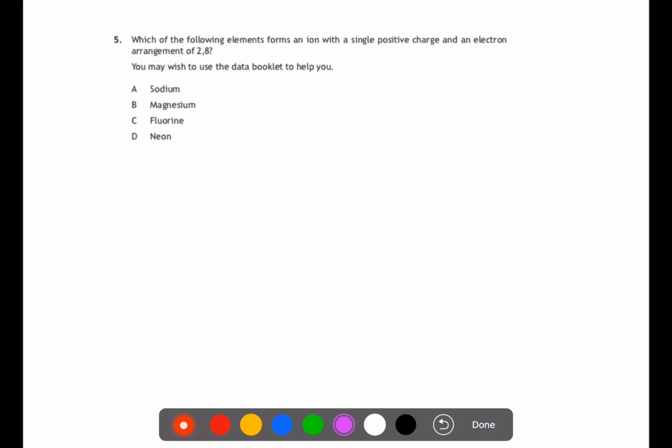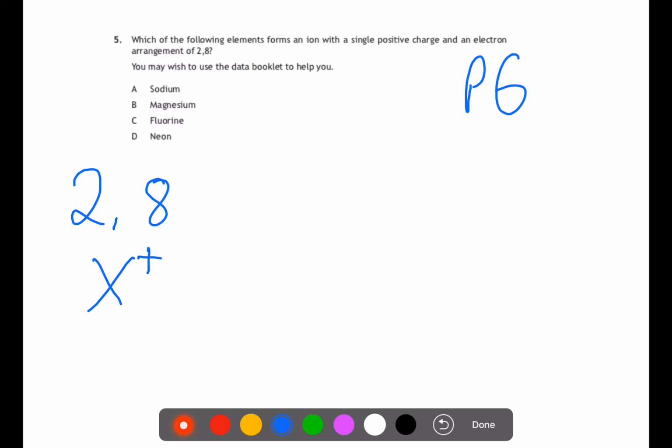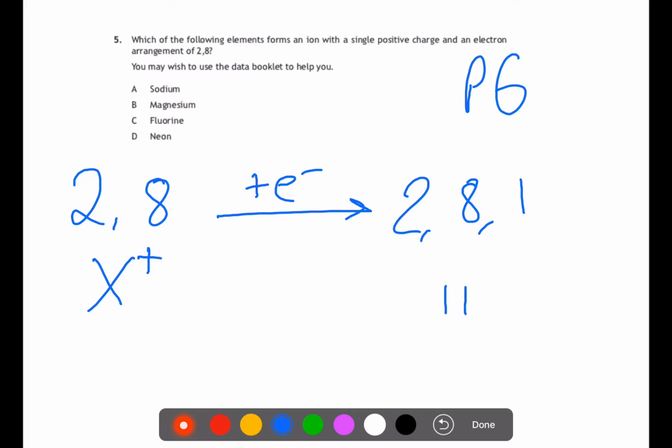Question 5. Which of the following elements forms an ion with a single positive charge and an electron arrangement of 2,8? You may wish to use a databook to help you. The page in the databook you want to look at is page 6, which has electron arrangements. So if we have 2,8, and we know that this is an element with a single positive charge, we call this X+. If we were to add the electron back in, which has been lost to cause the positive charge, we would have an electron arrangement of 2,8,1. We'd also have an atomic number of 11, and if you look that up, you'll find that that is sodium, which is A.